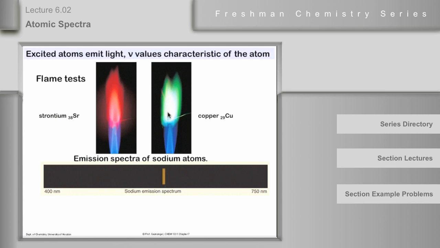This is different from either one of these, and it's beginning to look like each different kind of atom emits its own signature photons of different colorations. And so these flame tests become like a fingerprint. And you'll see this in the laboratory. You can use flame tests to distinguish between certain kinds of metals, like you could with strontium and copper here.